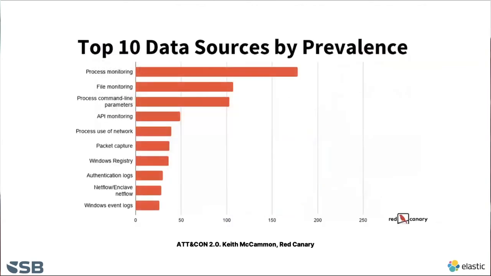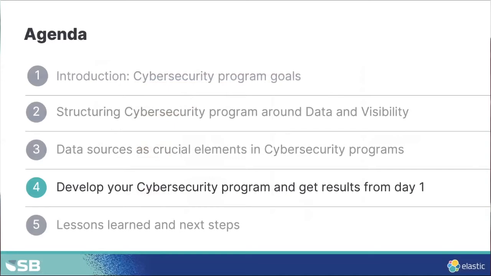This slide also shows data sources by prevalence, the top 10 data sources. Again, if you check the data source prevalence in the ATT&CK framework, you will find strong similarities, which is a good thing. You can always start with this kind of data sources. We finally reached the topic that describes our practical approach for developing and establishing a cybersecurity program. You know, just the most important part of the presentation, I guess.